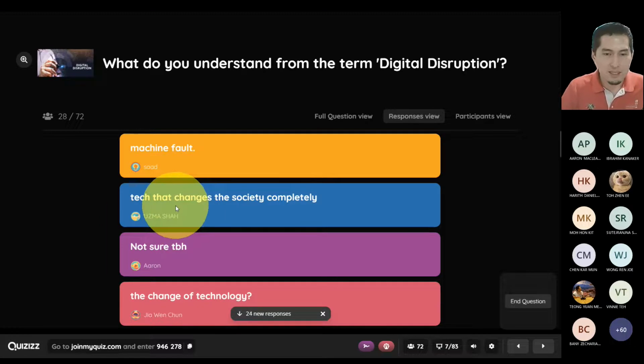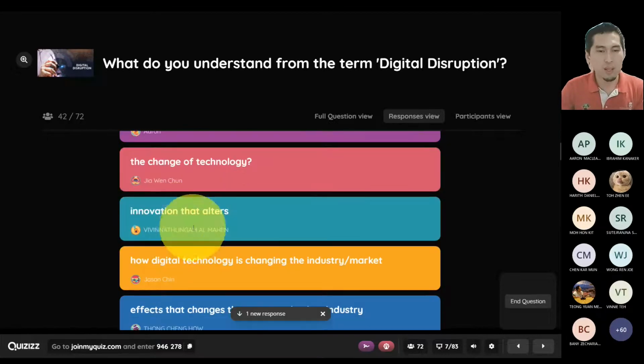Moving on, Uzma says technology that changes the society completely. Well, maybe the word completely is taking it to one end of the spectrum, right? I think your answer is good enough where you stop. Technology that changes the society in many ways, in the sense of businesses, in the sense of the way you do things, and so on. All right, good. Aaron says, not sure, to be honest, no issues there.